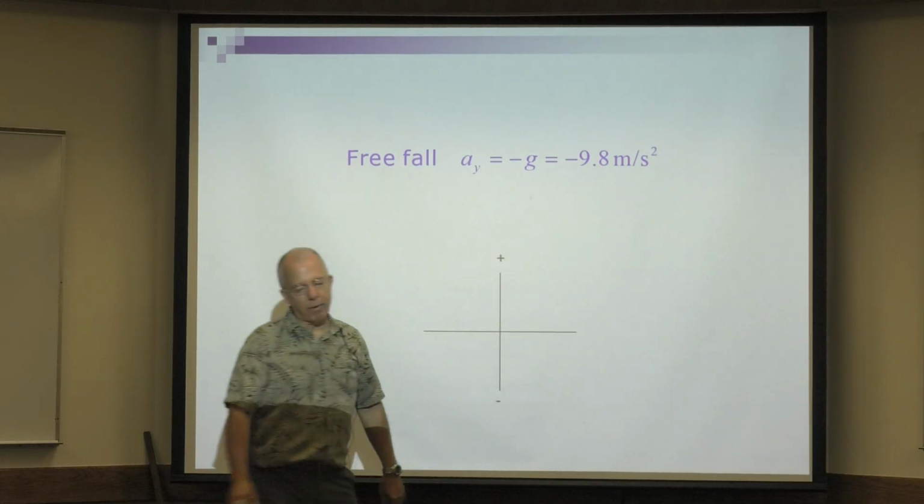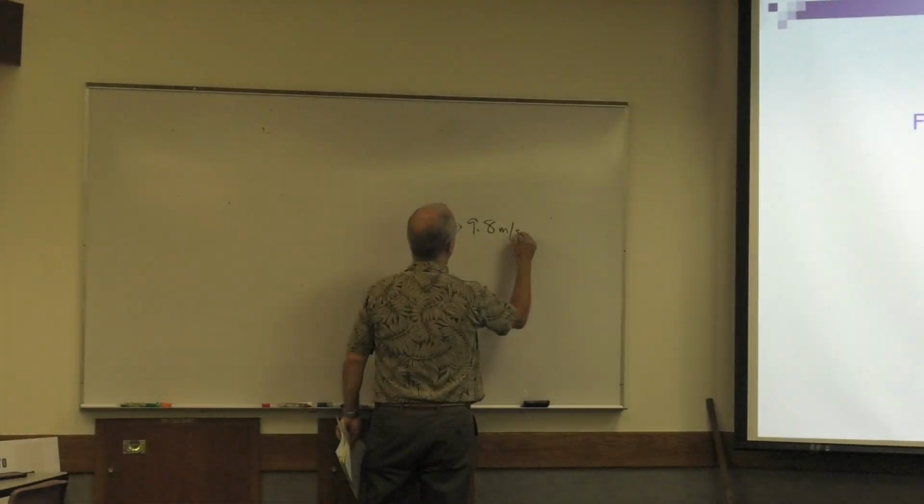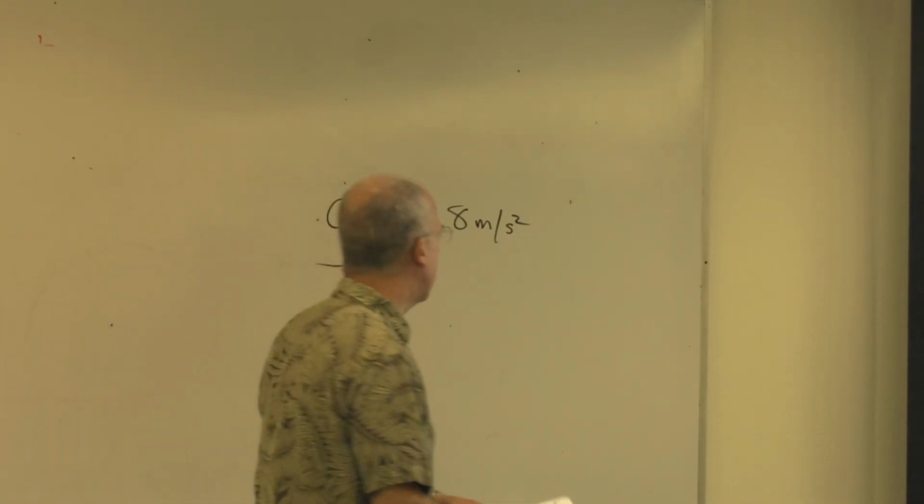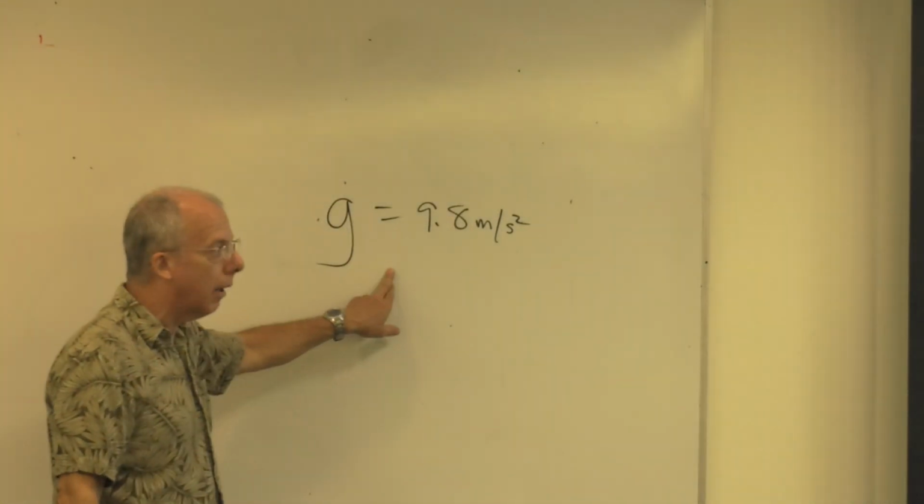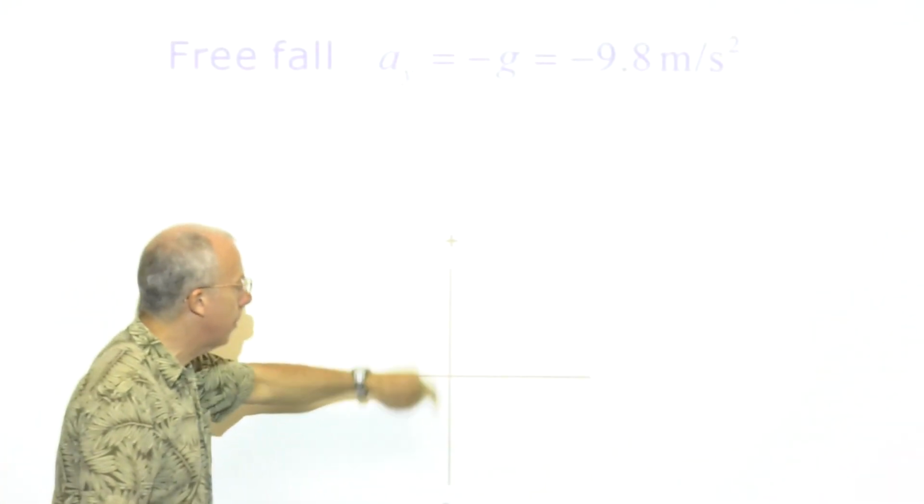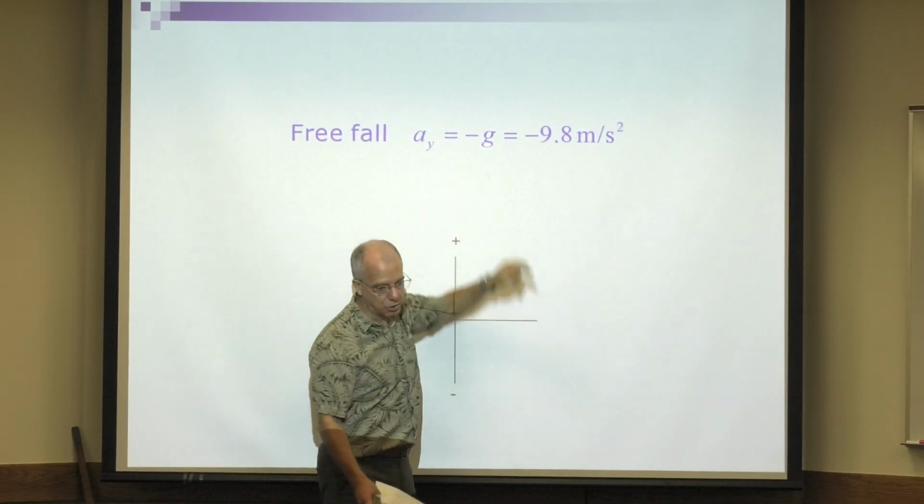Now you get sick and tired of writing minus 9.8 meters per second squared, so what you do, you just say that g, which stands for gravity, is 9.8 meters per second squared. Okay? So we're going to do that all the time. But the important thing is, look, g is a positive number. But with this coordinate system, a sub y is minus 9.8, so it's minus g.